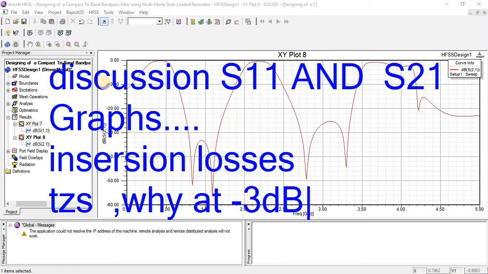Then I will tell you the practical meanings of insertion losses and transmission zeros, and also I will tell you why we take fractional bandwidth at -3 dB, the reason for taking it at -3 dB.